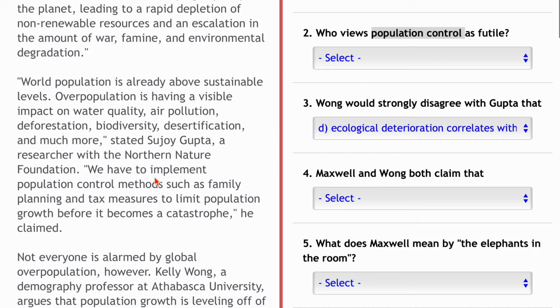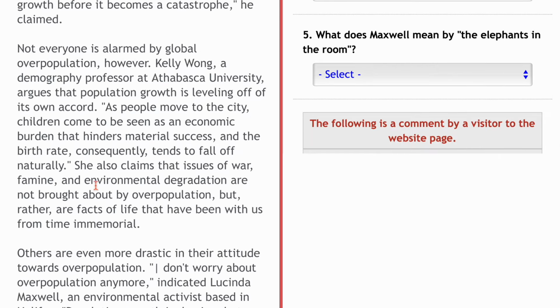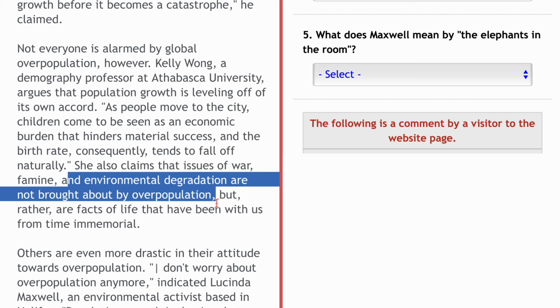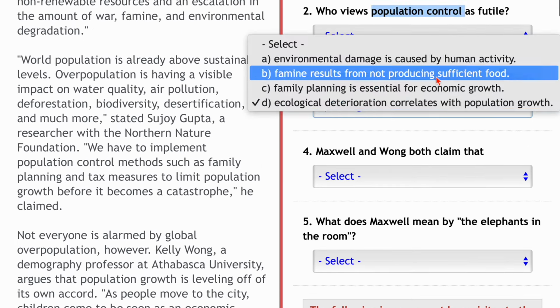But according to Wong, environmental degradation is not caused by overpopulation. Wong doesn't say that environmental degradation is also damage or deterioration. Maybe Wong thinks that human activity causes environmental damage, but not overpopulation. So that's the key. That's where the answers differed between A and D.